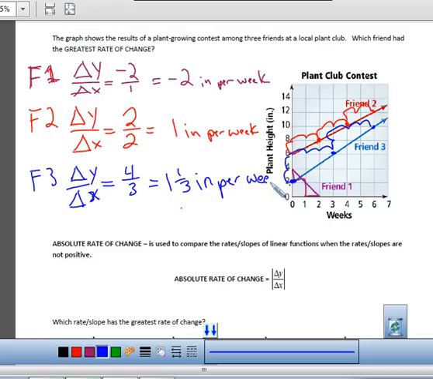Now, which has the greatest rate of change? Well, some of you might be saying, well, it's 1 1/3 because this is the largest number of the 3. Now, here's the problem. Negative 2, although it's smaller because it's a negative, it's actually the greatest rate of change. And what we have to do here is take the absolute value of it, which is 2. So its rate of change is 2. So friend 1 has the greatest rate of change.